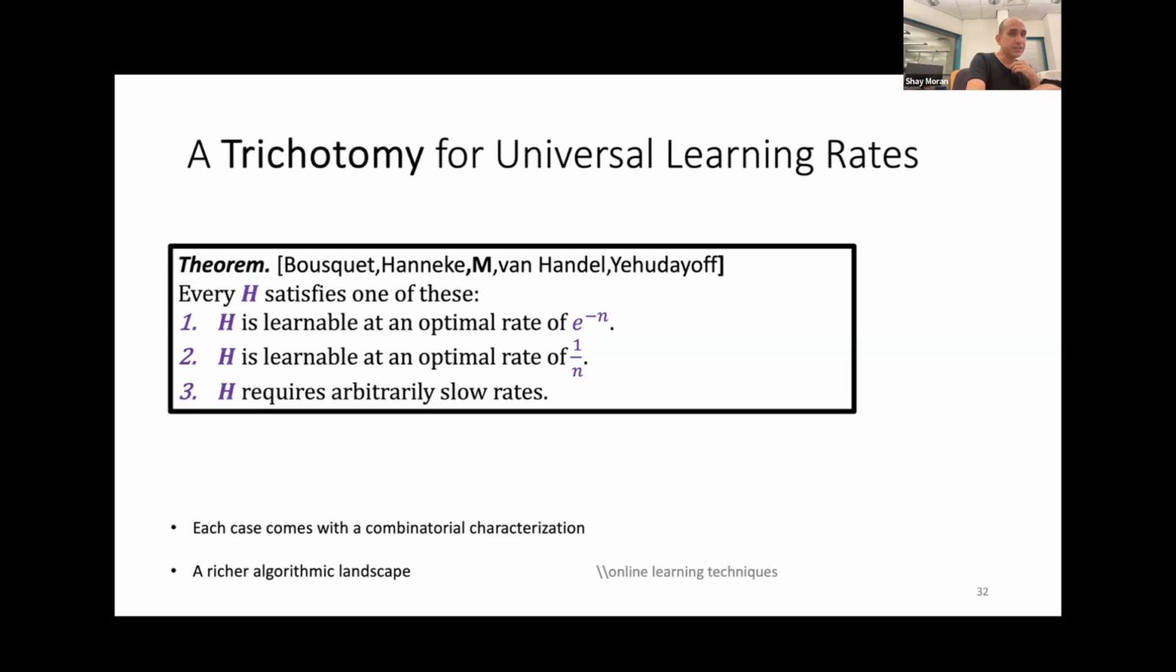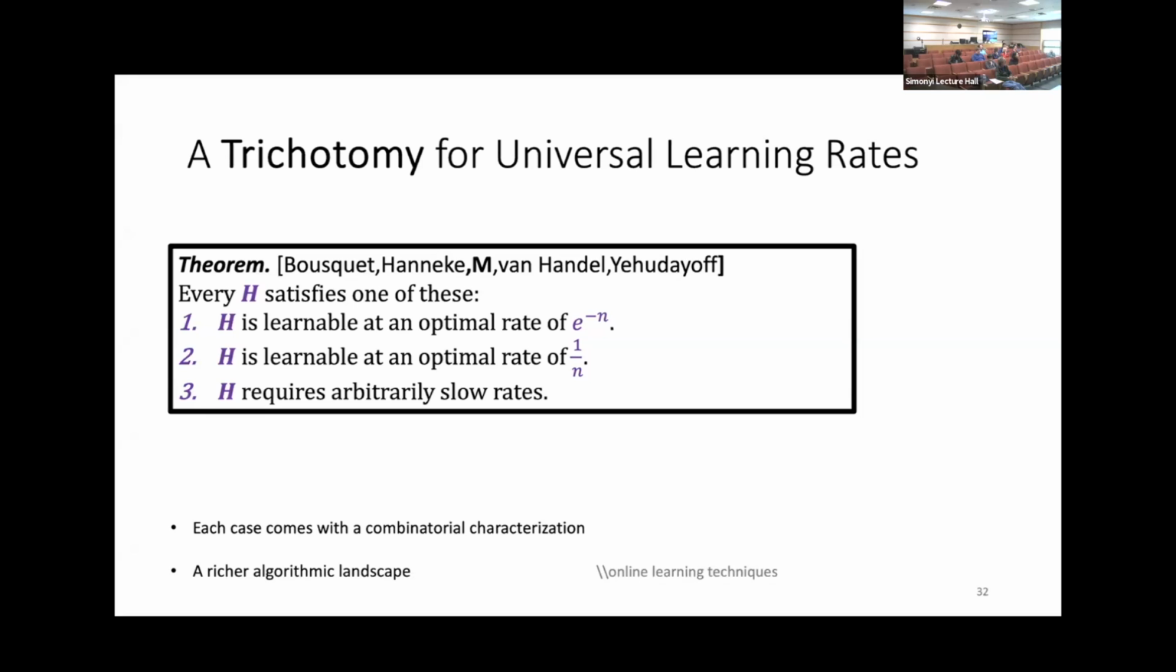So what we see in these classes in item 1, that are learnable at an exponential rate, is that in some sense, the search problem, finding a good hypothesis, is easier than the verification problem of verifying that a given hypothesis is good. Of course, this is not the only place where this phenomenon happens, but I think it's interesting, and it was counterintuitive to me when we encountered it.